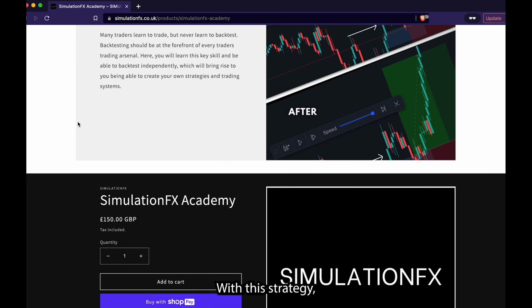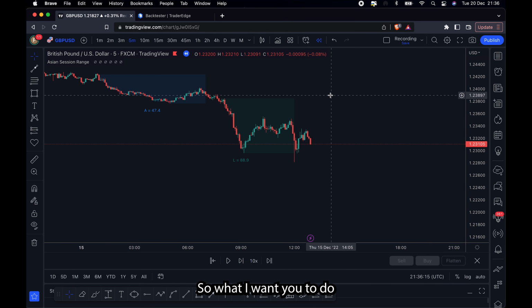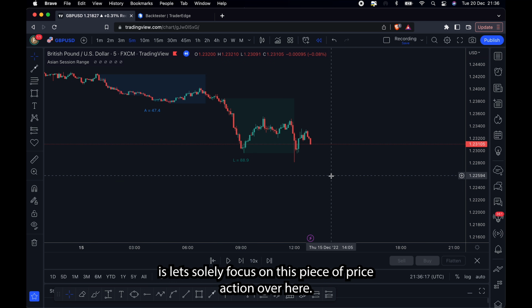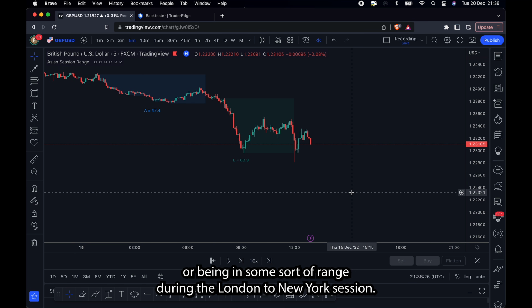With this strategy, we are going to be using GBP USD and we are on the 5-minute time frame. So what we want you to do is let's solely focus on this piece of price action over here. And the key part about this strategy is it relies on price consolidating or being in some sort of range during the London to New York session.